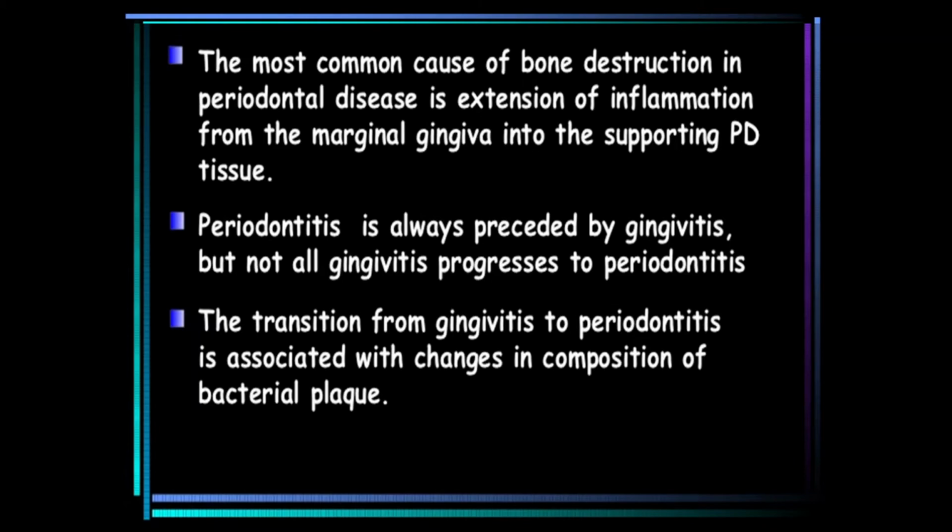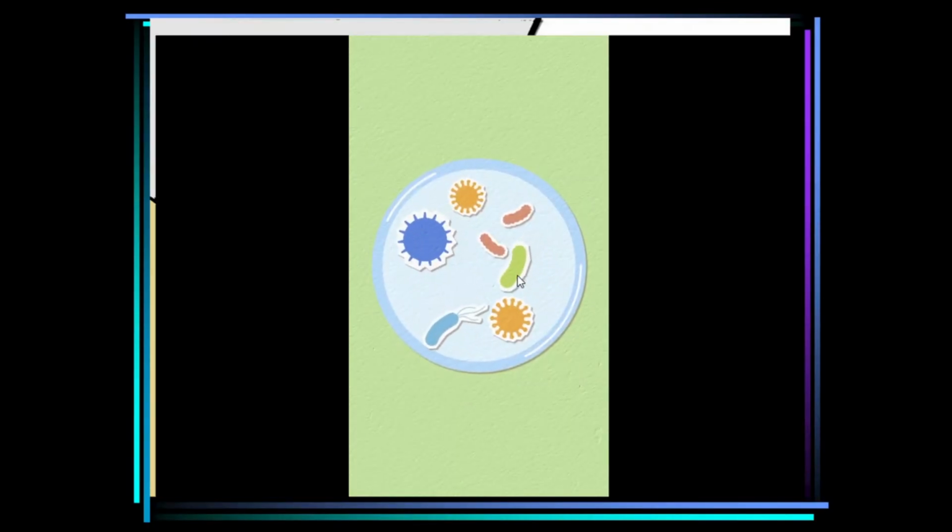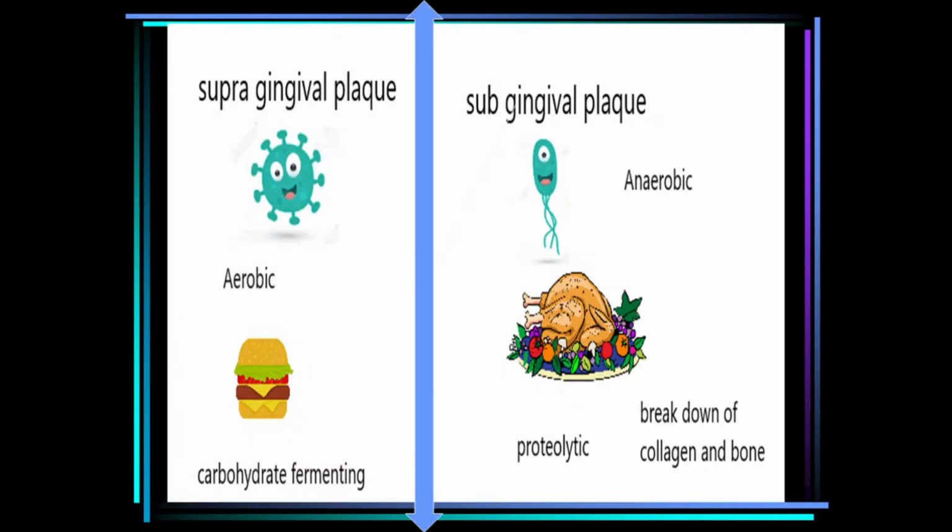So what is happening basically? The dental plaque contains so many bacteria, and these bacteria are exerting their influence on the tissues. Once the plaque is getting matured over a period of time, there is a big difference between the young plaque and the mature plaque.